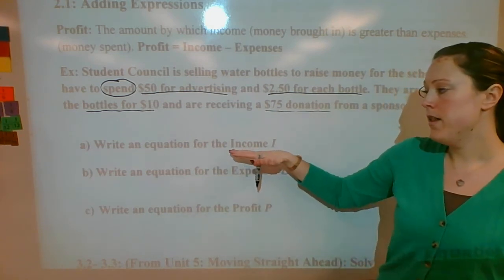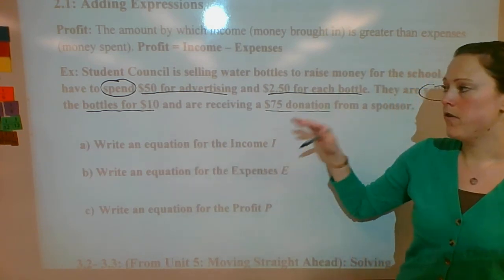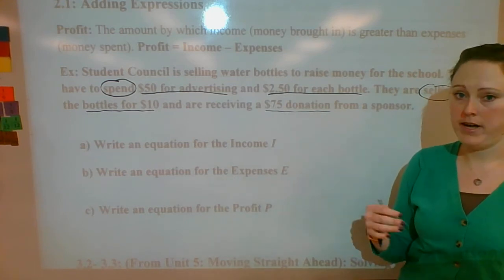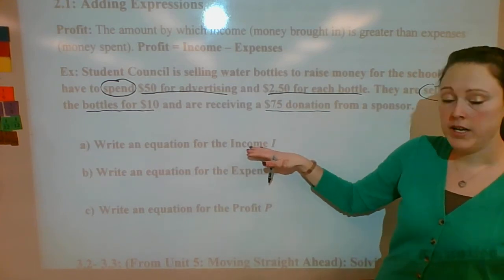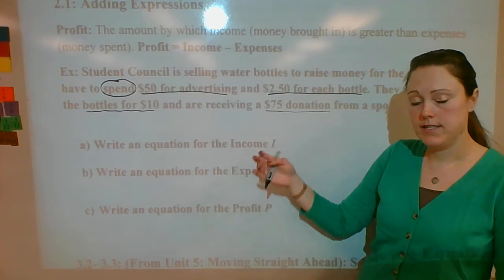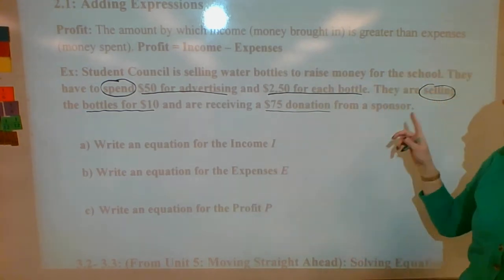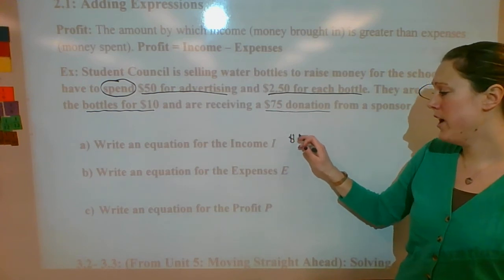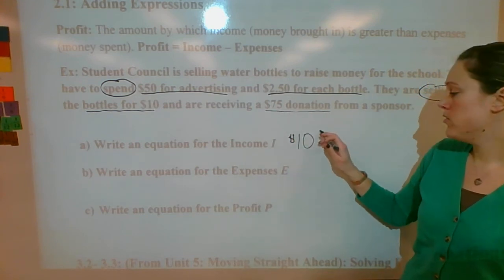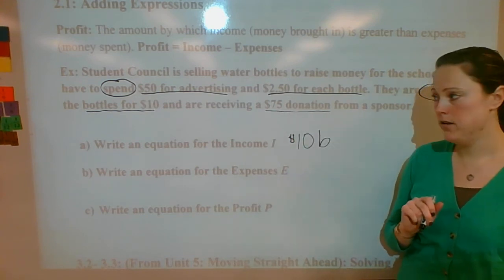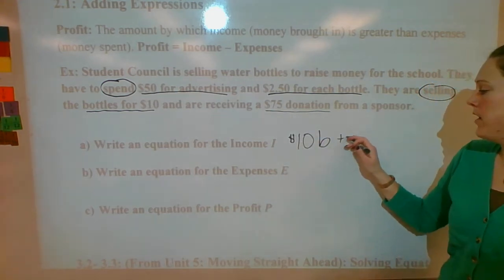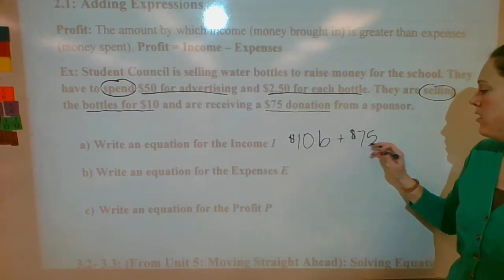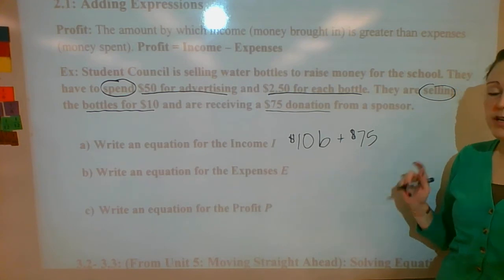So when I go to make my list, I need an equation for all of my income and all of my expenses. The income being how much they're selling it to you for. That's the money they're bringing in. So in this situation, they get $10 per bottle. I don't know yet how many bottles they're selling, so I'm just going to call that B for bottles. And a $75 donation. That's a flat fee, so I don't need to put a letter with it.